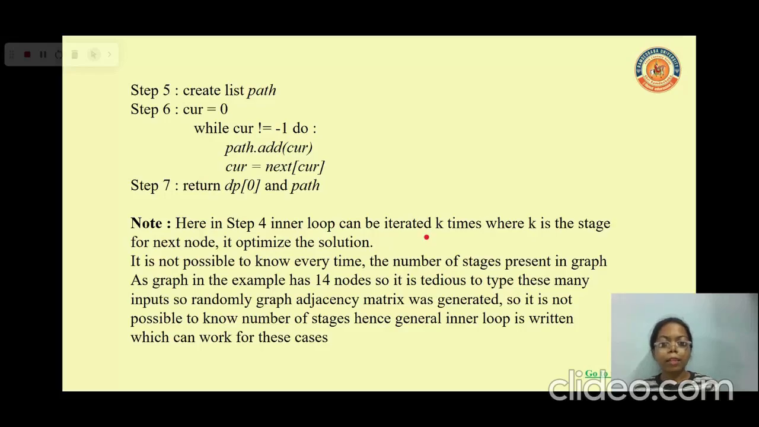But as you have already noticed, this is a 14 nodes example. So it is really tedious to actually extract those stages and maintain them. So to make things simpler, we have written an overall loop which will work for each and every case.